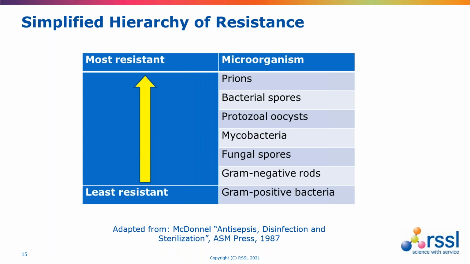And this is where sporicidal disinfectants need to come in. And we'll have a look at why bacterial spores are particularly resistant to disinfectants in a minute. And then at the top are prions, the misshaped pieces of protein that have been associated with things like neurodegenerative diseases.